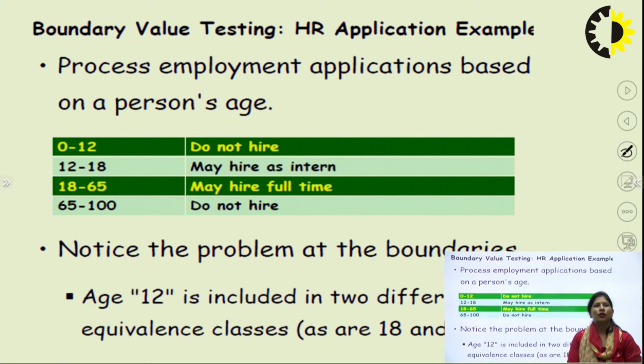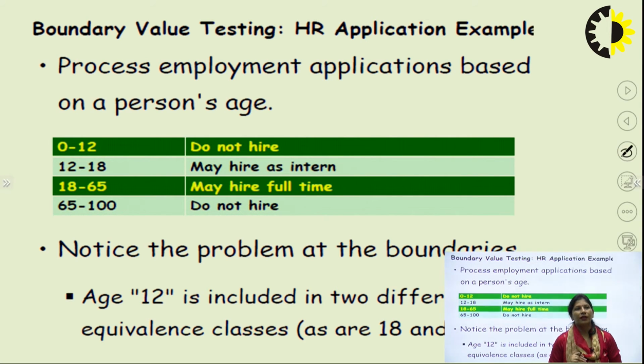Now there are some situations where the boundary values are not very clear. In that situation we have to create our own boundary values. Say, for example, in an employment application based on a person's age, let us say from 0 to 12, do not hire, right? 12 to 18, may hire as an intern. 18 to 65, may hire as full-time, and 65 to 100, do not hire.